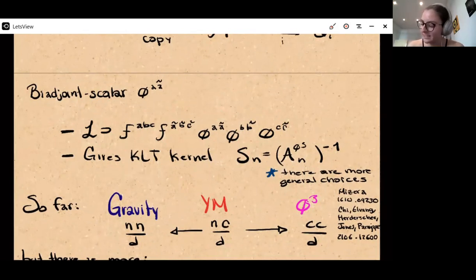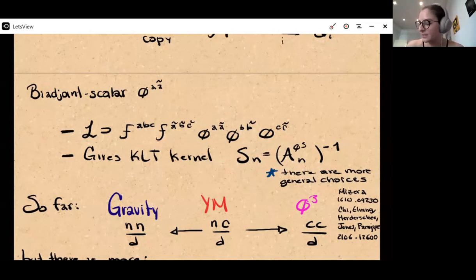In the KLT kernel, I told you there was a KLT kernel that surprisingly gives you the right poles when you square the amplitudes to get gravity. Here, we have seen that there's this weird phi cube theory that appears. Well, these two are actually related, and that KLT kernel that I called before S_n is actually just the inverse of the scattering amplitudes of this scalar field theory. So this scalar field theory is sort of like an identity operator, if you want, in the double copy.